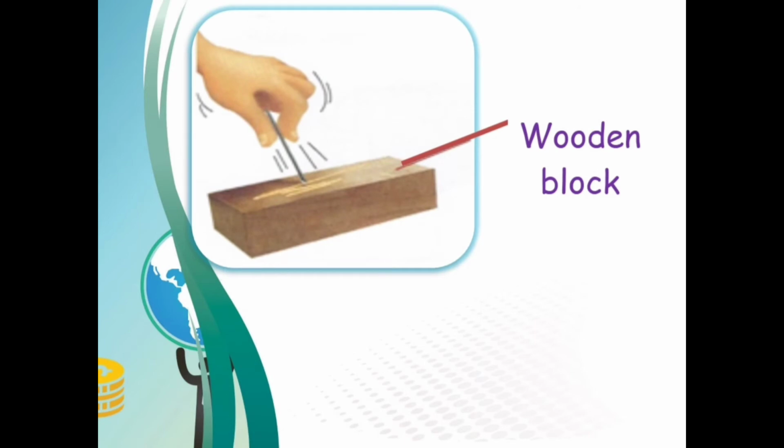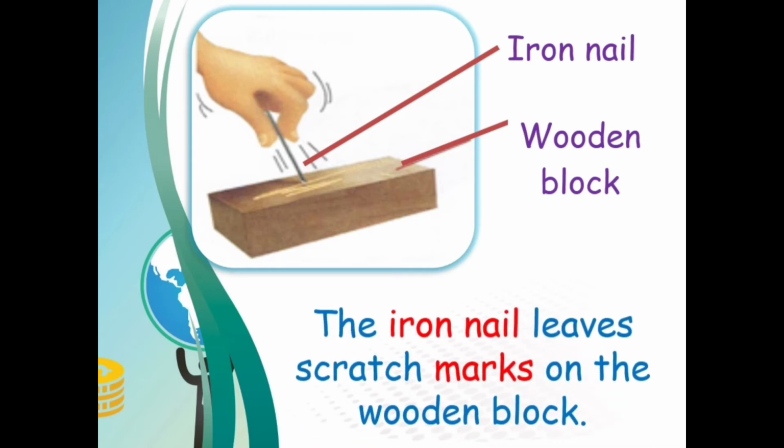Next, the wooden block and the iron nail. So if you use the iron nail to scratch the wooden block, what do you observe on the wooden block? Right, you can see the scratch on the wooden block because the iron nail leaves scratch marks on the wooden block.